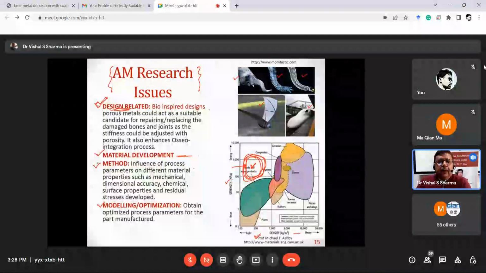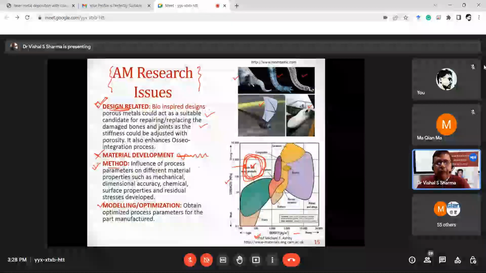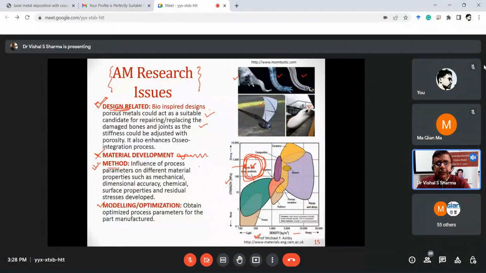Being industrial and production engineers, we work in the domain of design related issues. Our studies are restricted. We don't work in the domain of material development. We work in the domain of design and methods. In methods, for each of the different machines, we change the process parameters and assess the effect of changing the process parameters on the product quality. It is basically a parametric study, and then we also try to model it.